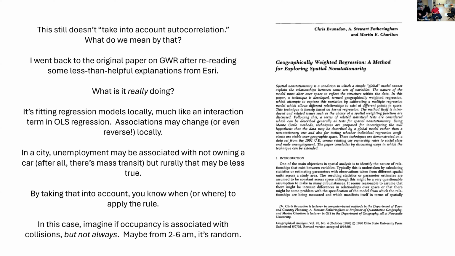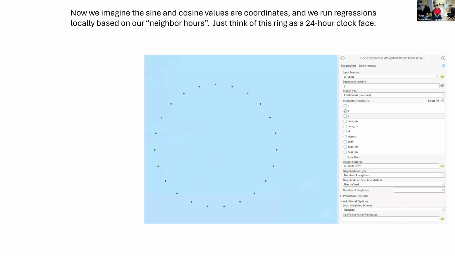So that would play out in this case, Addison, if occupancy was associated with collisions, but not always. Let's say there was a consistent pattern at some point, but then at some point it just became random, like maybe from 2 to 6 a.m. It's not a positive relationship, it's not a negative relationship, it's just random. I don't think that's true, but that's the example. Anyway, I couldn't figure out exactly how to make this happen temporally, but what I could do is say, well, we've already spatialized this problem. Can we just use the tools we have to solve it?